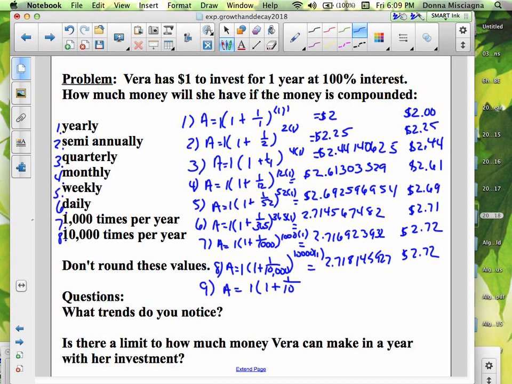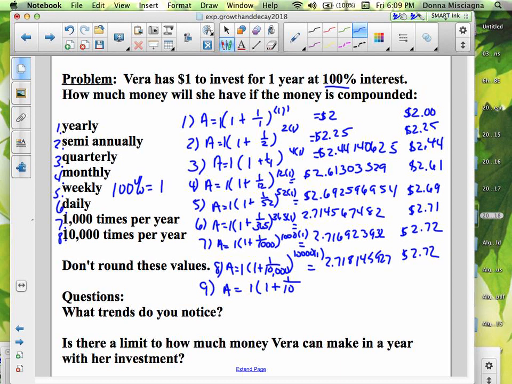just in case you got confused, why is it 1 in every one of those? It's 100% interest. So the 1 in the first one is she's keeping her $1. She's keeping 100% of her $1, and she's gaining 100% interest. So the 1 is the 100% interest because 100% equals 1 as a decimal.